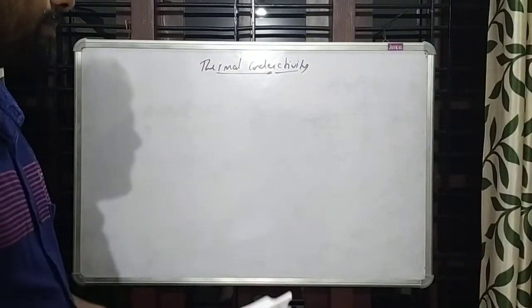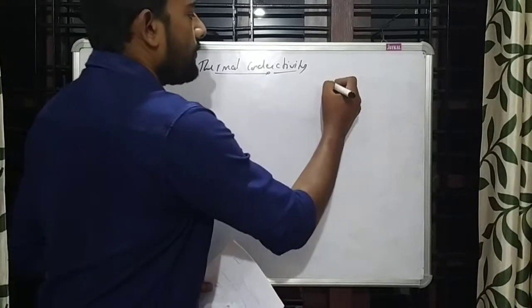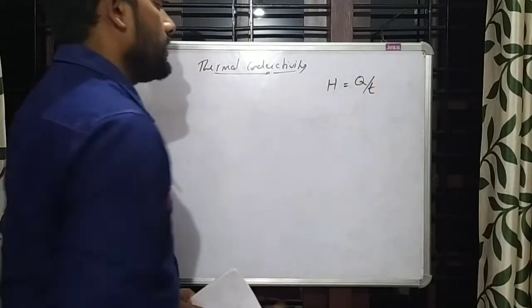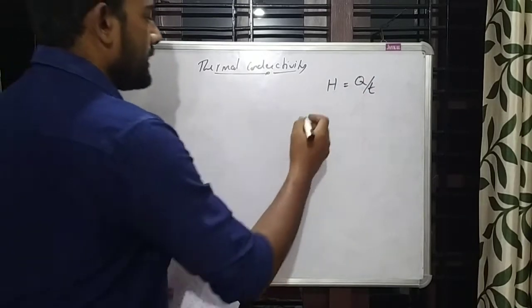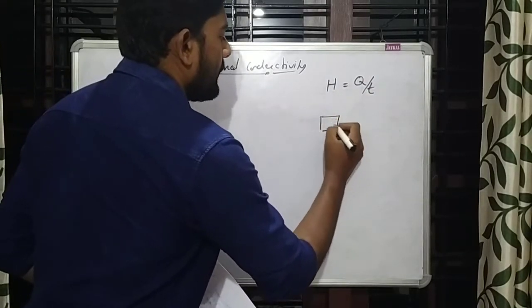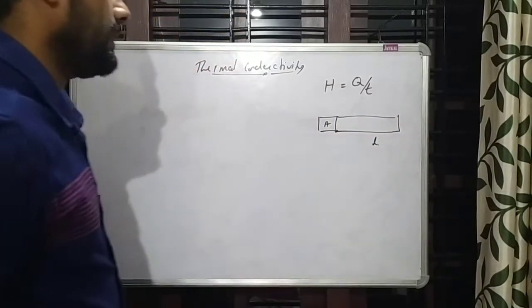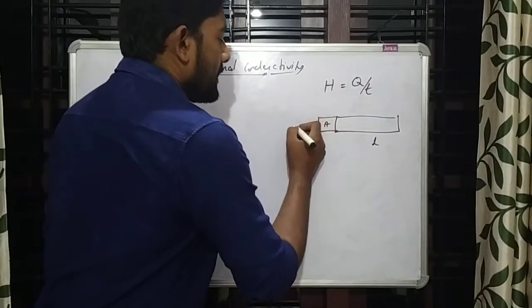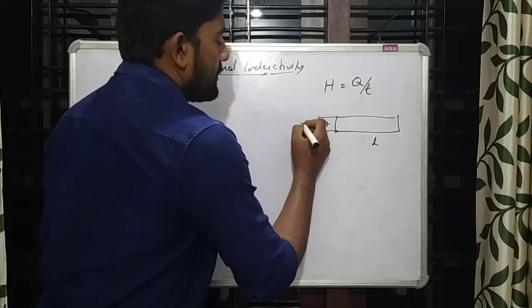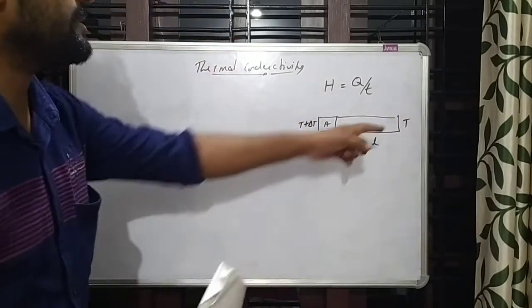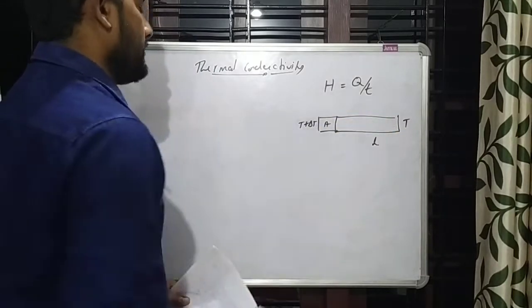Let us discuss thermal conductivity. The rate of flow of heat, H, is represented as heat flow per unit time. Let us consider a solid bar having a radius A and a length L. The temperature at one end is T plus delta T, and at this end is T. So there is a temperature difference.